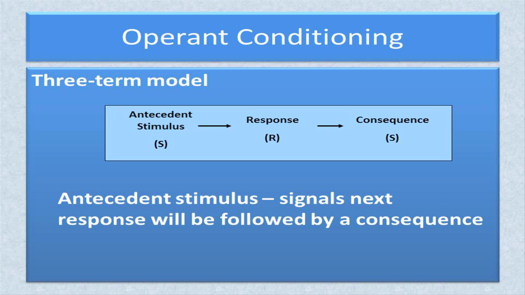An antecedent stimulus is a stimulus that signals that the next target response will be followed by a consequence. It does not actually change the frequency of the response. It merely signals that a consequence will follow the next target behavior.